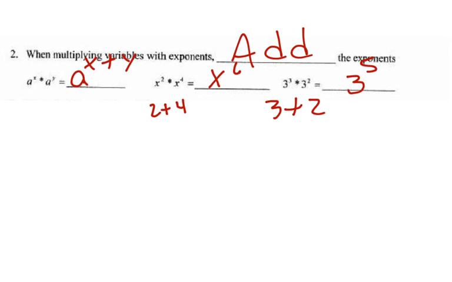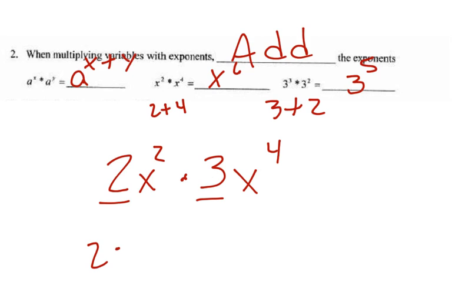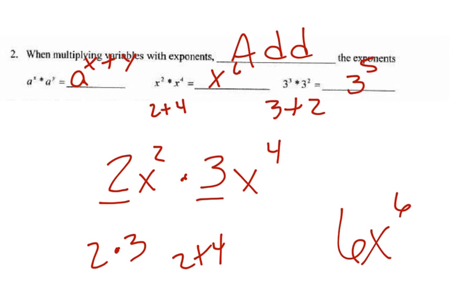If you had a number in front of it, if you had 2x squared times 3x to the fourth, you actually multiply the coefficient. The number in front gets multiplied. You would do 2 times 3 and get 6. Then you would add the exponents, 2 plus 4, and you get x to the sixth.